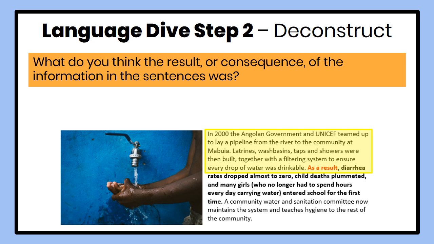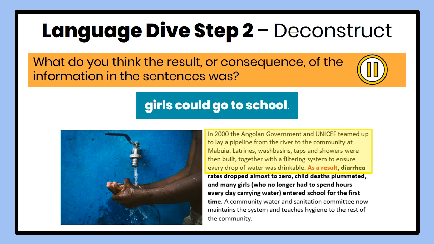Now that we've looked back in the text, what do you think the result or consequence of the information in the sentence was? Pause the video while you write down your thinking on notebook paper. That's right. The result was that girls could go to school. There is more than one right answer, so don't worry if you had something different.